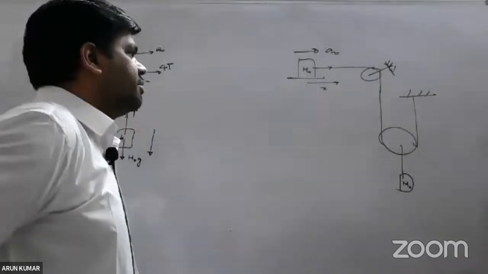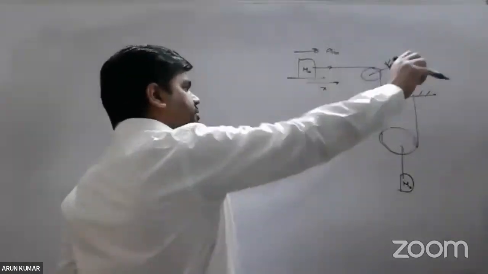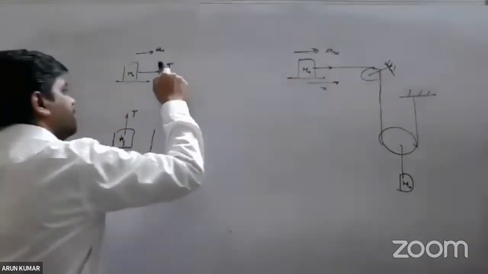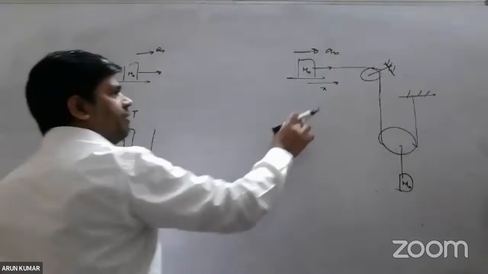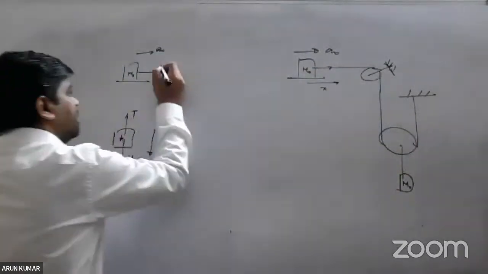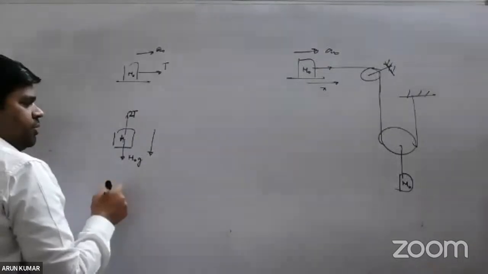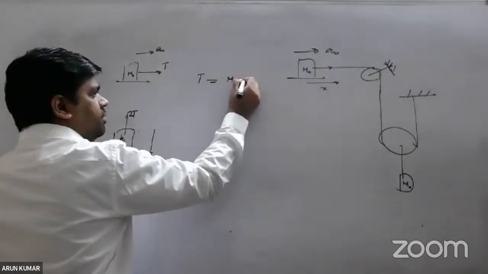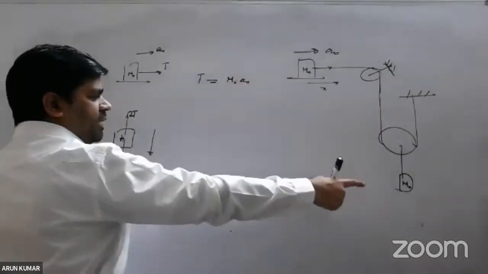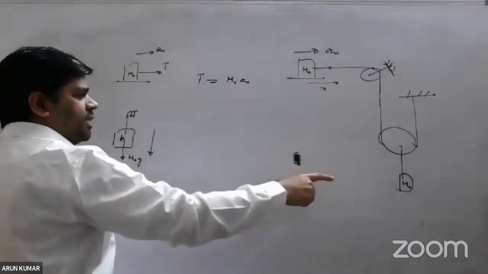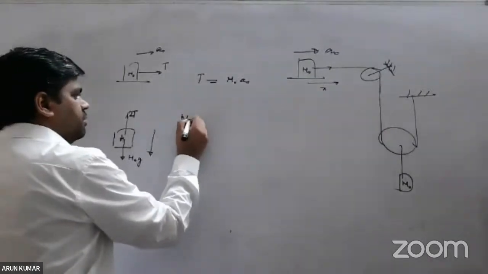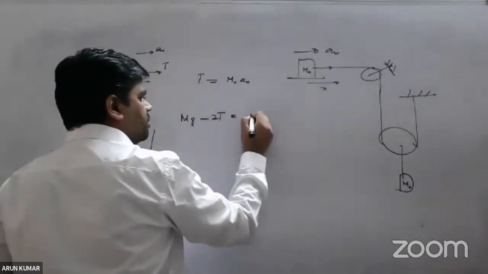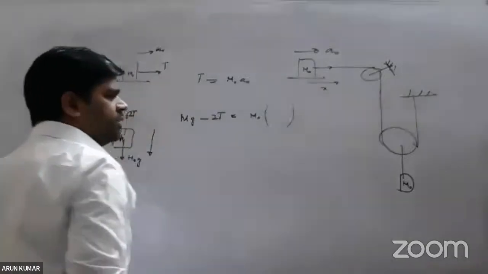Okay, let me solve this. FBD of this one is, if this is T, this is 2T. So let this be T, this will be 2T. So M naught g, 2T, and this is T. T is equal to M naught into A naught. What is the acceleration of the lower block? If the acceleration of the upper block is A naught, what is the acceleration of the lower block?